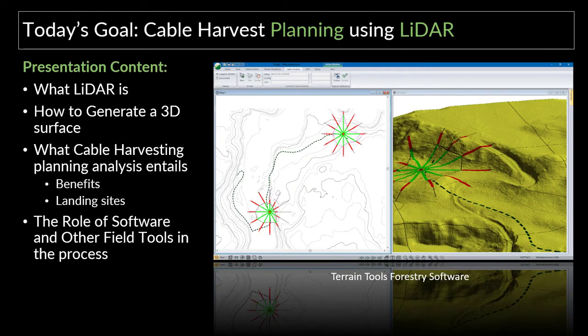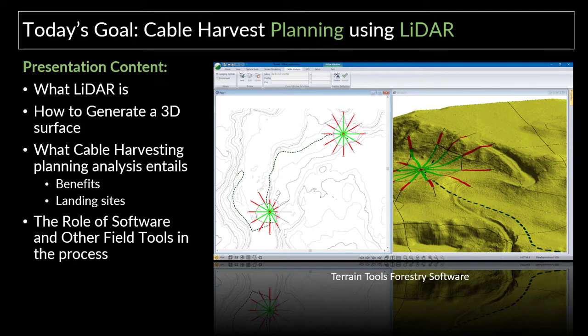So we need to bring in some surface data to do good cable yarding. Luckily, we've got LiDAR. LiDAR can generate a 3D surface quickly and relatively inexpensively, at least for large areas. It's at least inexpensive per unit, per square kilometer, for large areas.